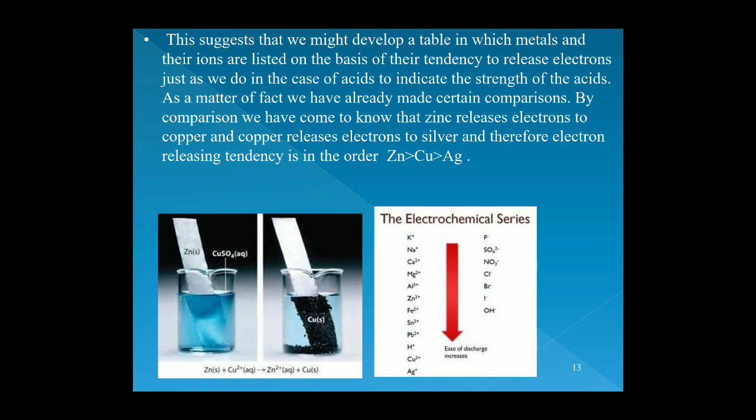This suggested that we might develop a table in which metals and their ions are listed on the basis of their tendency to release electrons, just as we do in the case of acids to indicate the strength of acids. As a matter of fact, we have already made certain comparisons. By comparison, we have come to know that zinc releases electron to copper and copper releases electron to silver, and therefore the electron releasing tendency is in the order silver, copper, then zinc. This is an electrochemical series on the basis of ease of discharge of electrons.